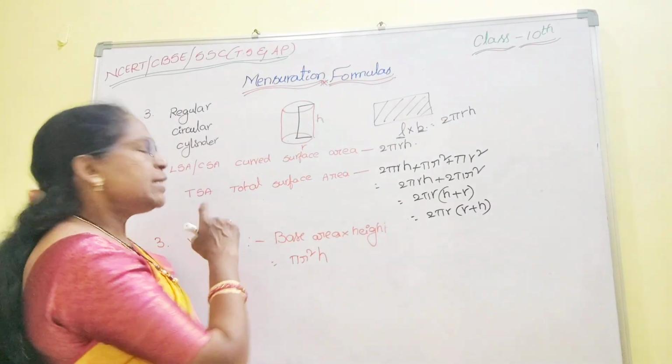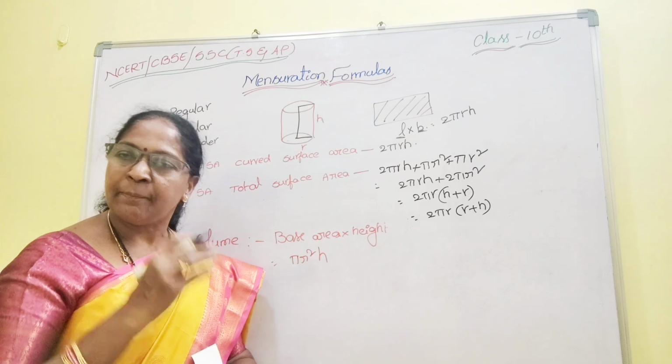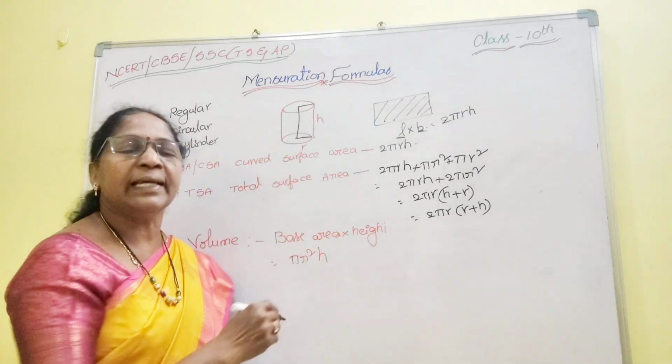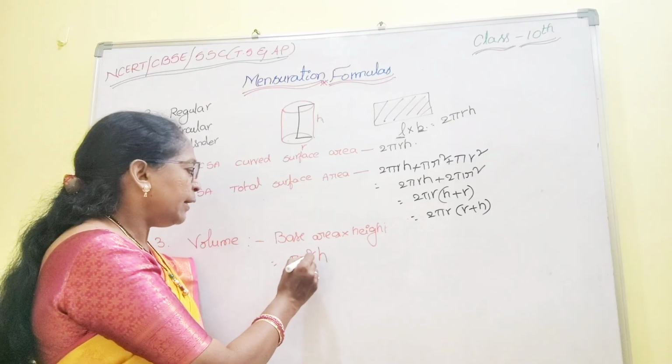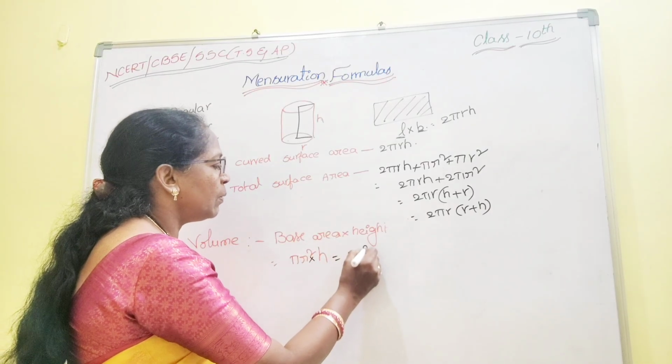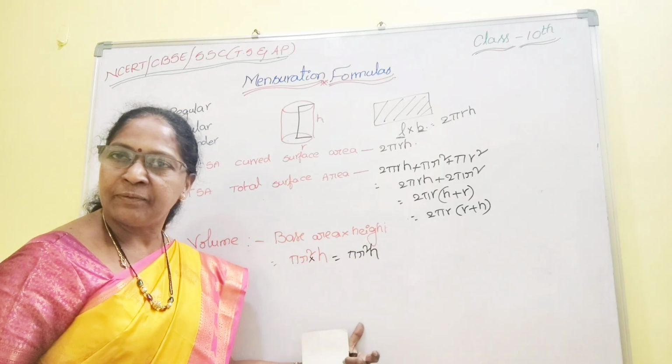So next one is volume. Volume basic concept is base area into height. So what is the base area? Circle area, that equals pi r square, into height. So pi r square h is the formula for the volume of the cylinder.